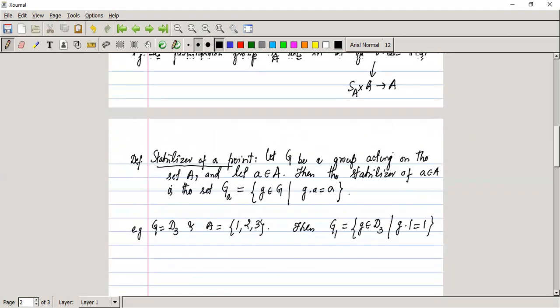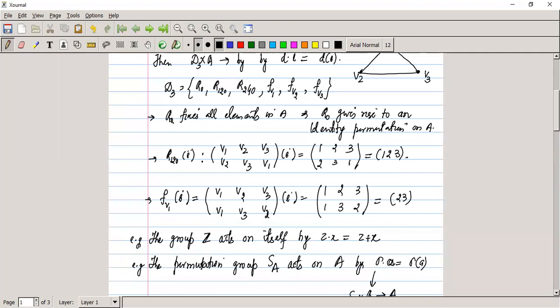So in fact we can see here that the identity rotation, the identity element of D3, will in fact fix everything. So it will in particular fix 1. And now here we can see that R120 does not fix 1, and similarly we can easily verify that R240 will not fix 1. So therefore R120 and R240 do not belong to the stabilizer of 1, but in fact R0 belongs to the stabilizer of 1. Now we can look at FV1, and we can see that this element of D3 fixes 1. So therefore FV1 also belongs to the stabilizer of 1.